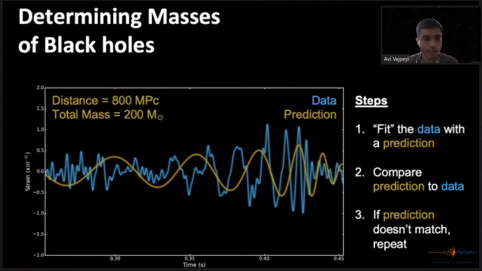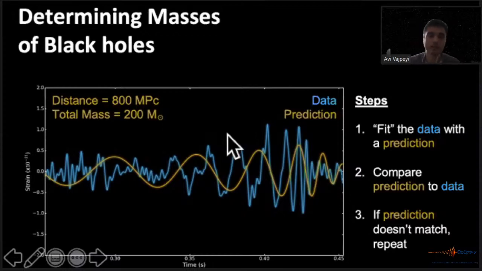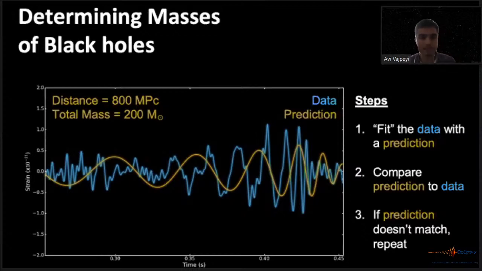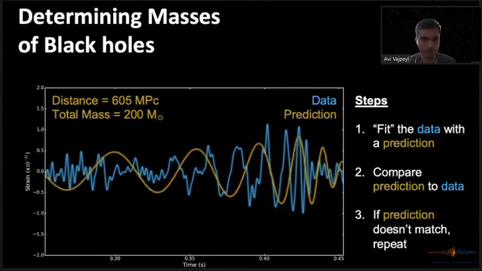Okay, so initially we predict that maybe the black holes could be at like 800 megaparsecs away from us, and the total mass of the system could have been 200 times the mass of the sun, 200 solar masses, right? And we see that it's not quite correct, right? It doesn't look so nice. So let's try again. Based on this, let's try to improve our guess.